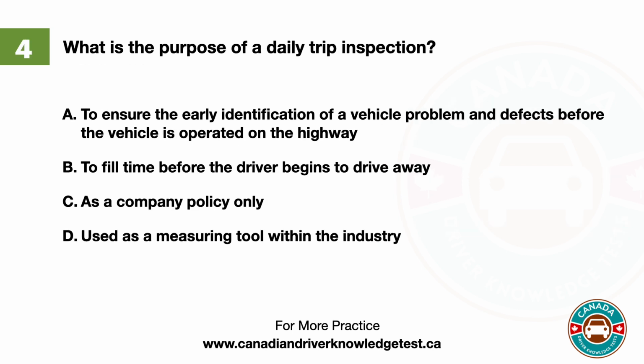Question 4. What is the purpose of a daily trip inspection? A. To ensure the early identification of a vehicle problem and defects before the vehicle is operated on the highway. B. To fill time before the driver begins to drive away. C. As a company policy only. D. Used as a measuring tool within the industry. The answer is A. To ensure the early identification of a vehicle problem and defects before the vehicle is operated on the highway.